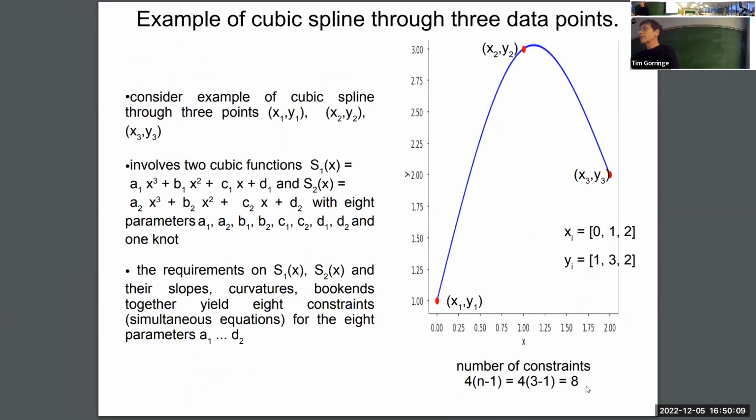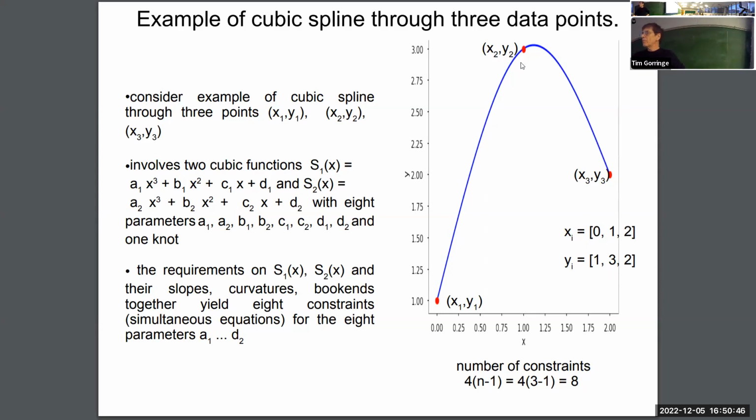So let's look at a simple example. The first simple kind of non-trivial example is to have 3 points that you want to interpolate with a piecewise cubic spline. So in this sketch here, I've got these 3 points. The independent variables are x1, x2, x3, and then the dependent variables are y1, y2, y3, and here are the values that I picked.